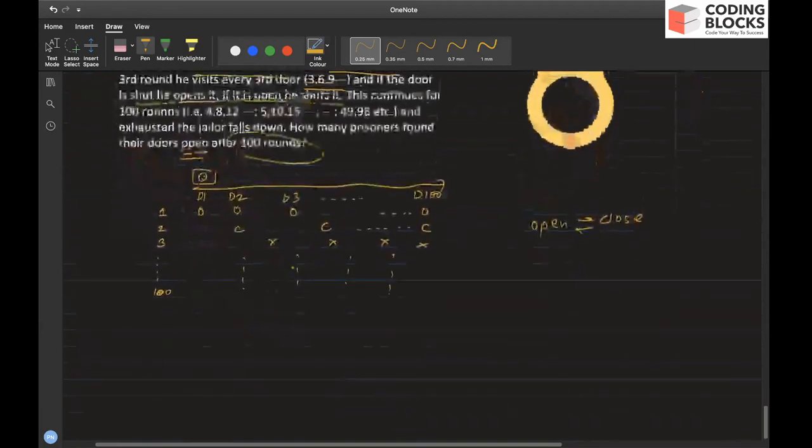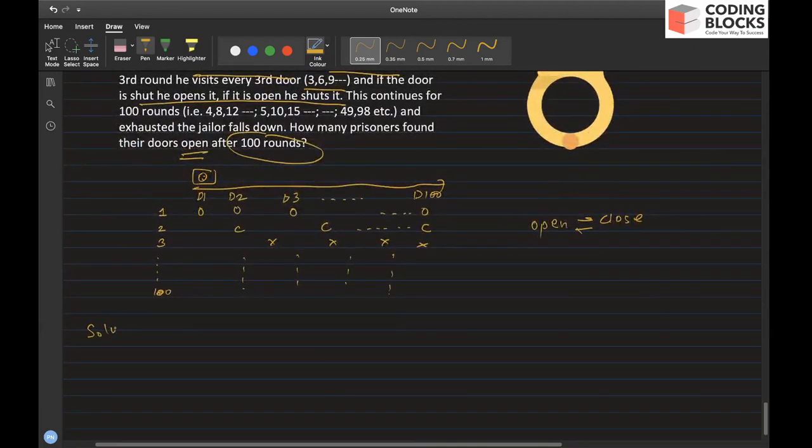Okay, so now let's think about the solution to this problem. Clearly we can say a door having a number D will be open if the jailer is going to come to this door an odd number of times. For example, you go to the door, you open it, you close it, open it, close it, and open it. Because if you go to a door an even number of times, it will finally be closed.